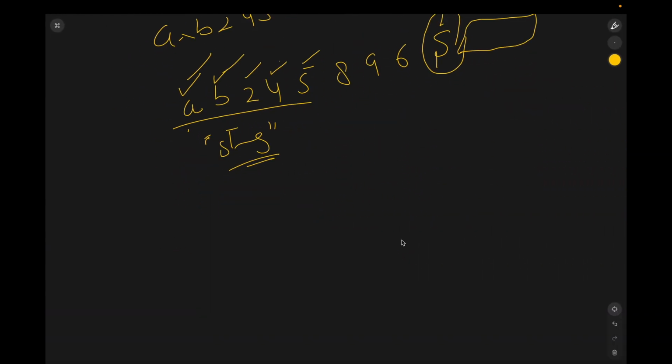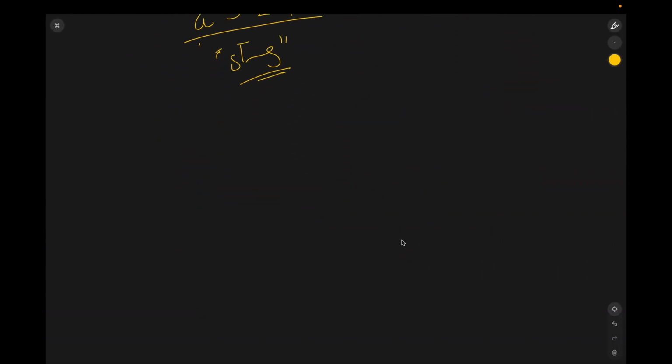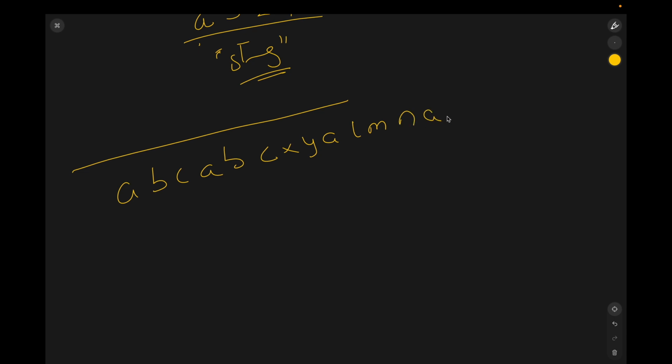Okay, let's understand one question on the continue statement as well. Let's say the user is giving you input like this: a b c x y a l m n a. And let's say I'm saying that whenever the user gives any input, you have to create a string.